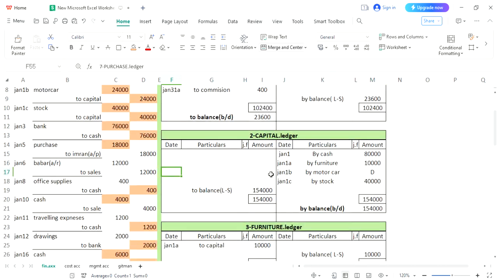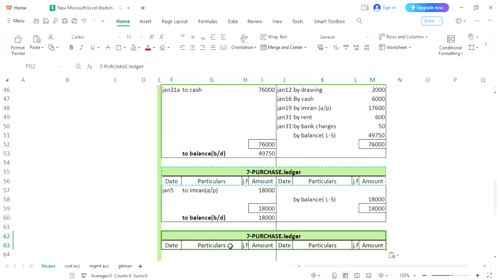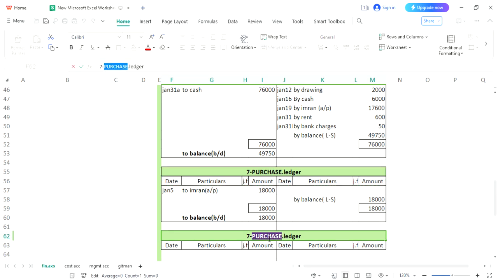Purchase ledger is completed. Next step is to see what is unmarked. You can see we have Imran and it is unmarked, 18,000. You can understand now we are making the ledger for Imran. For that purpose we will take headings from the previous ledger and will post as it is for making the next ledger. And the next ledger is Imran, who was your account payable.